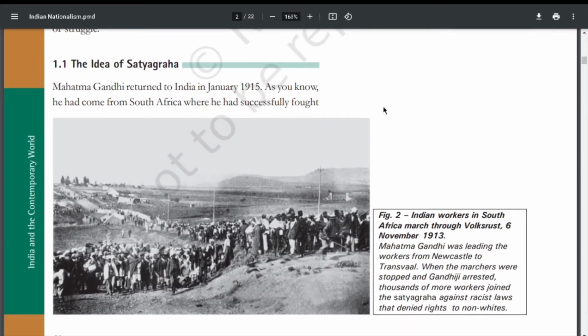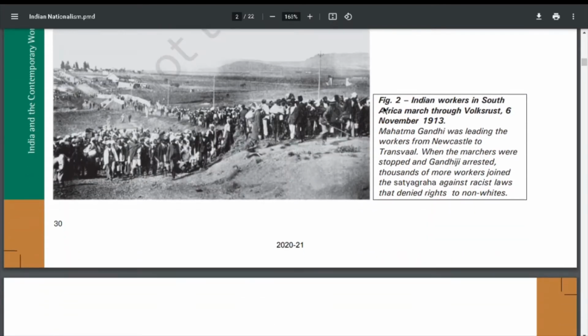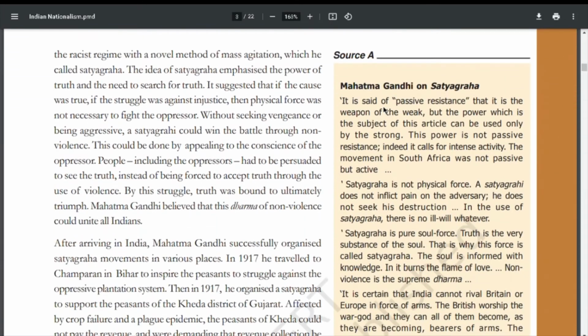1.1 The idea of Satyagraha. Mahatma Gandhi returned to India in January 1915. As you know, he had come from South Africa, where he had successfully fought the racist regime with a novel method of mass agitation, which he called Satyagraha.